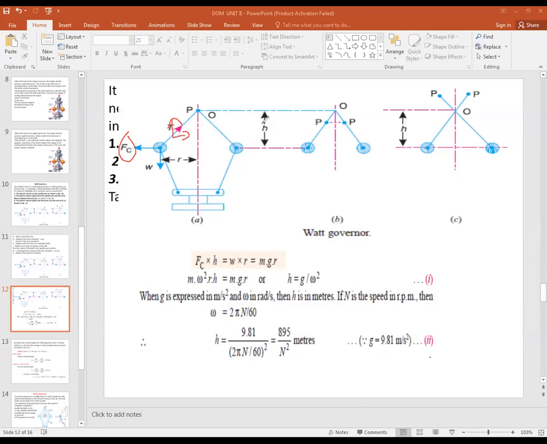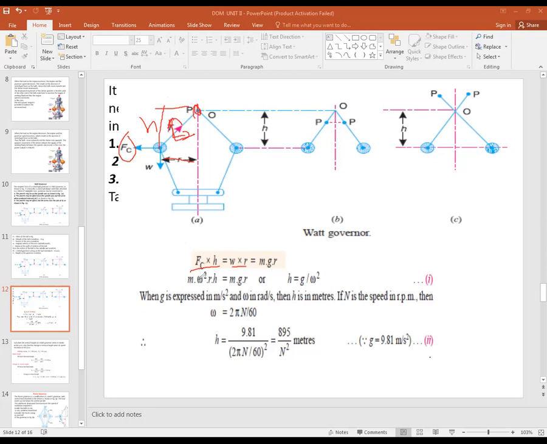But I'm taking here this is the height, the height of the ball. So Fc into h: this is the horizontal force Fc, moment about the point is force into distance. This is the maximum height, this is h. Fc into h is equal to W into r. This is the r. So I'm taking moment about the pivot O. This tension I'm not considering right now, I'll take it in future classes.